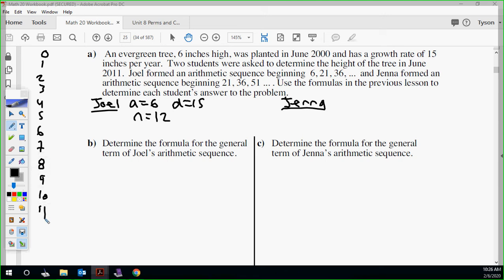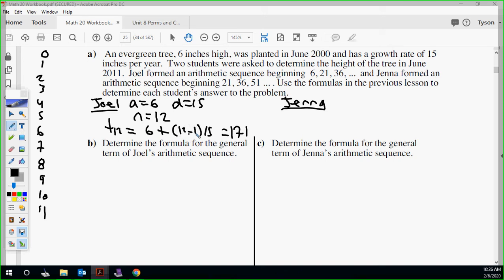And so when he does this, T of 12 for him is going to be 6 plus 12 minus 1, times 15. Sorry, the minus 1 there just got scribbled. It's 12 minus 1, that's the N minus 1, right? When you do that, you're going to get 171 with Joel's work. 171 inches is the height of the tree in the year 2011.